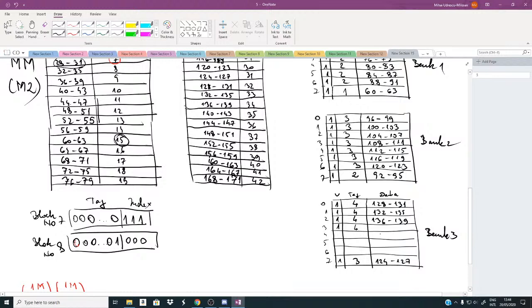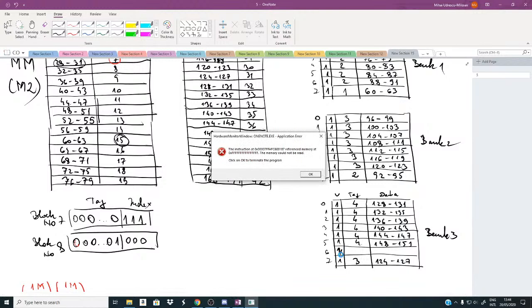So, okay, 140 to 143, 144 to 147, 148 to 151. This is so stupid.